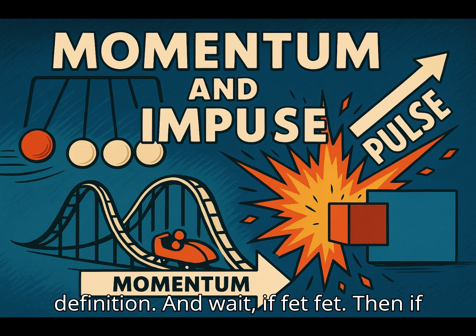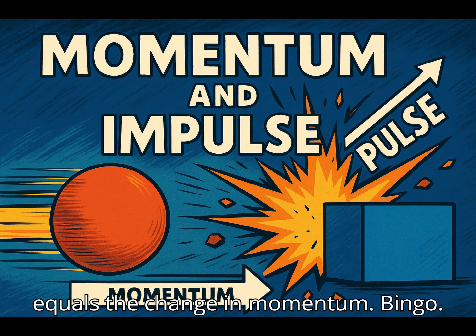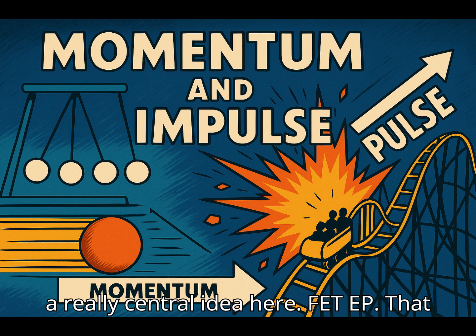And wait, F_net Δt. Then if you multiply both sides by it, you get F_net Δt = Δp, which means impulse equals the change in momentum. Bingo. That's the impulse momentum theorem. It's a really central idea here. FΔt = Δp. That looks powerful.